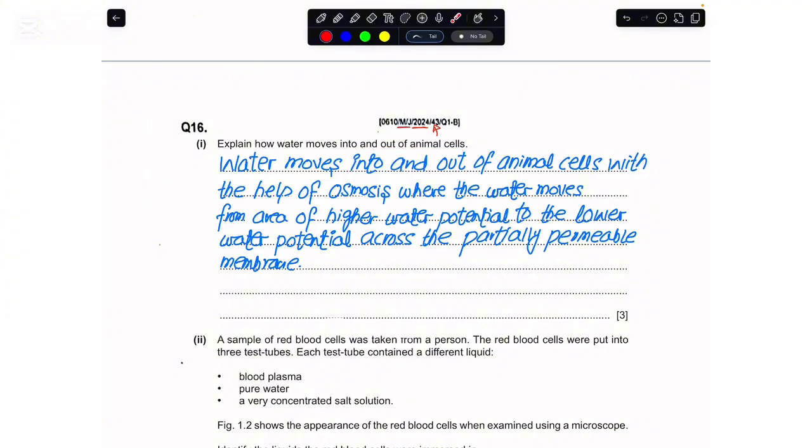The answer is very simple: the water would move in and out of the animal cell with the help of osmosis, and the water would always move from an area of higher water potential, where the water molecules are more, to an area of lower water potential, where the water molecules are less, and that too would happen across a partially permeable membrane. If the marks were 4, you could have added that this is an entirely passive process.